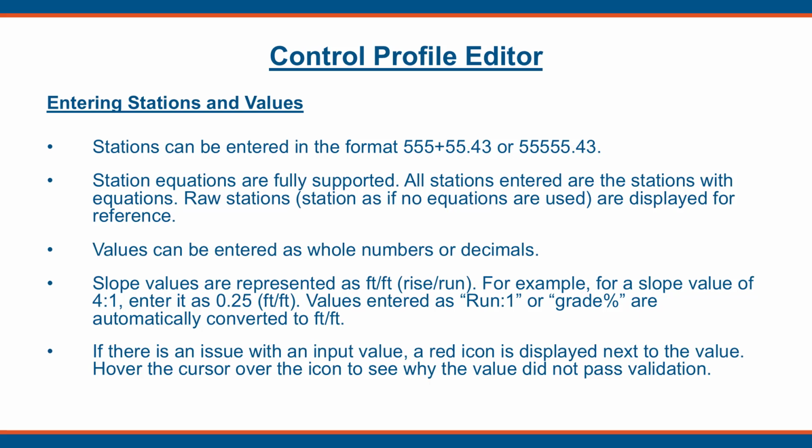Values can be entered as whole numbers or decimals. Slope values are represented as rise over run. For example, for a slope value of 4:1, enter it as 0.25. Values entered directly as run over 1 or grade percentage are automatically inverted to rise over run.